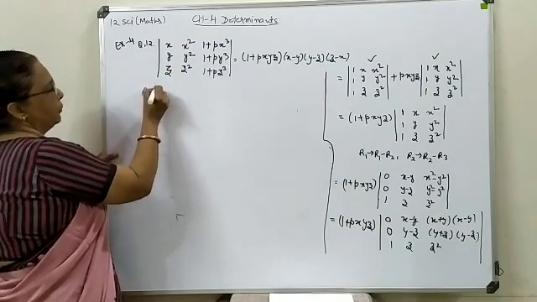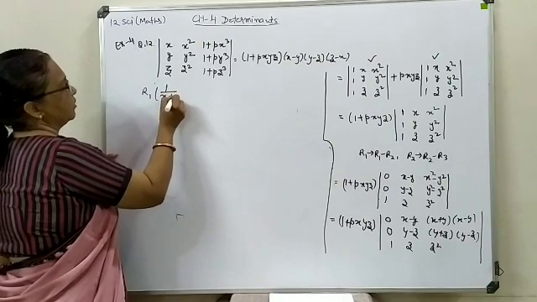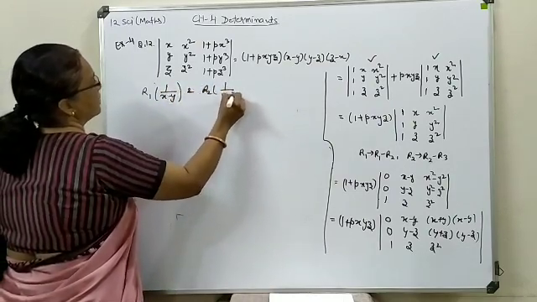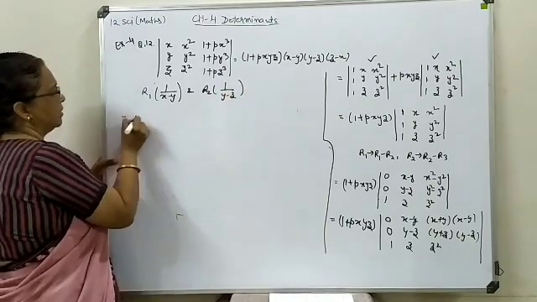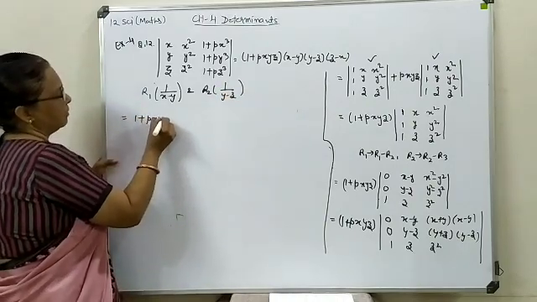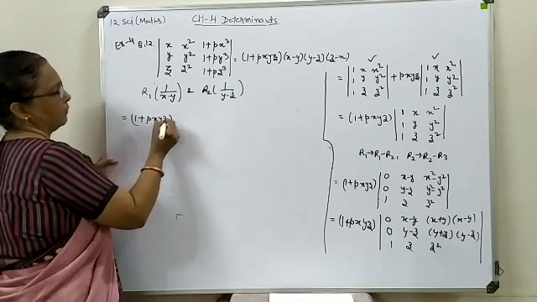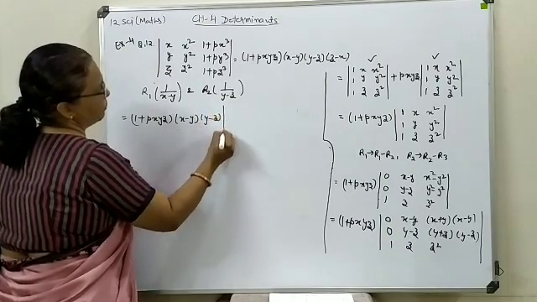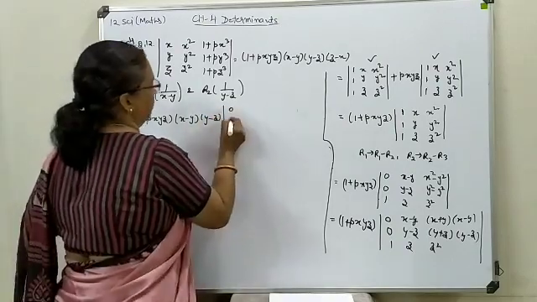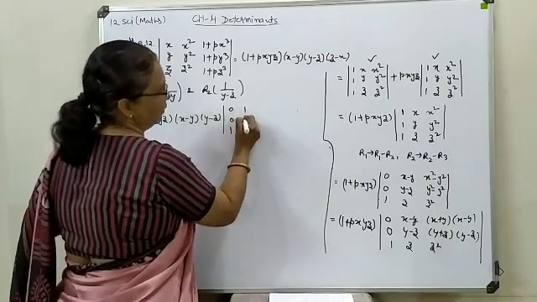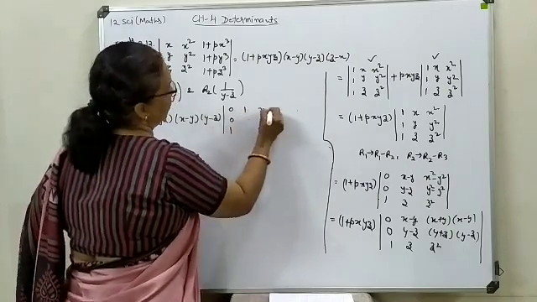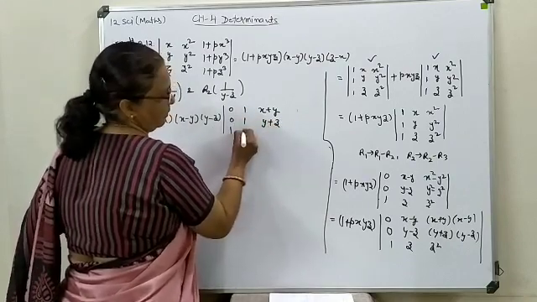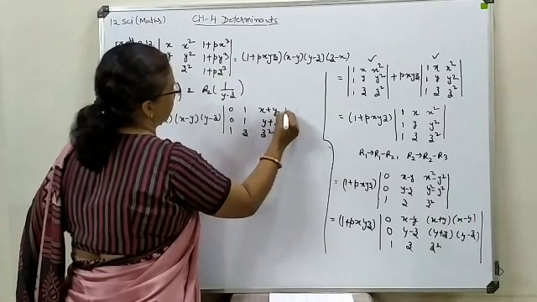In your first row, x minus y is a common factor, and in the second row, y minus z is a common factor. So this is 1 plus p x, y and z, with x minus y and y minus z taken as common factors. Write the remaining: this is 1, x plus y, this is also 1, y plus z, this is z and z square.